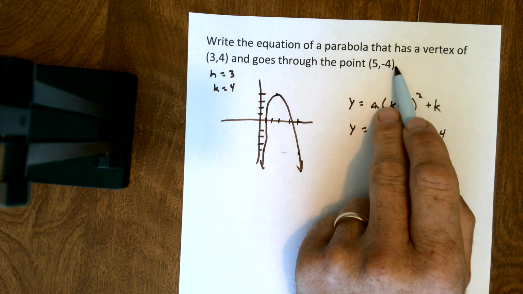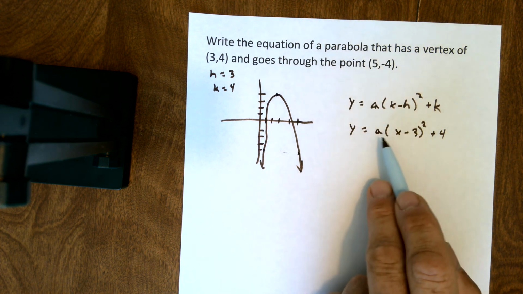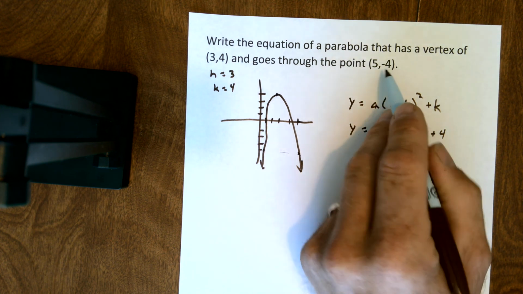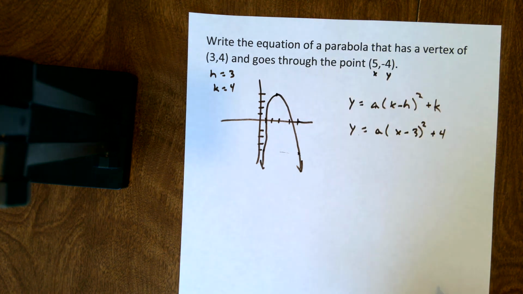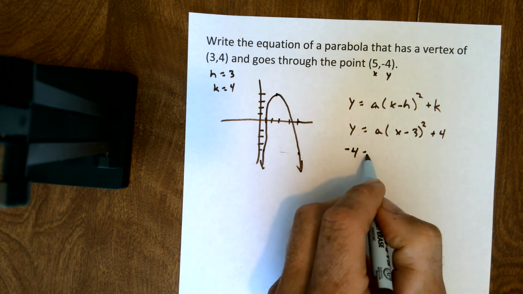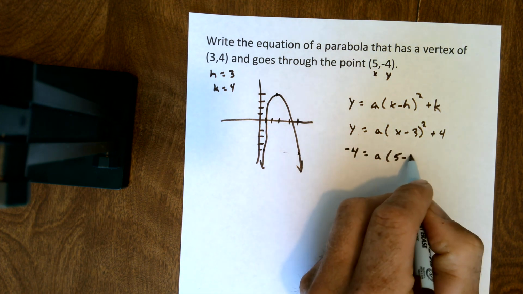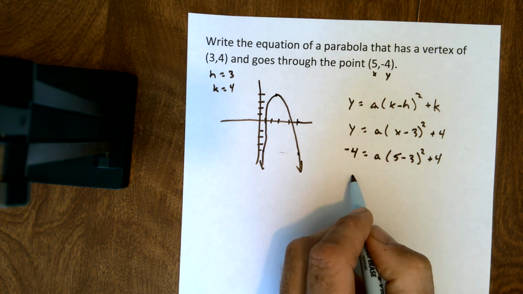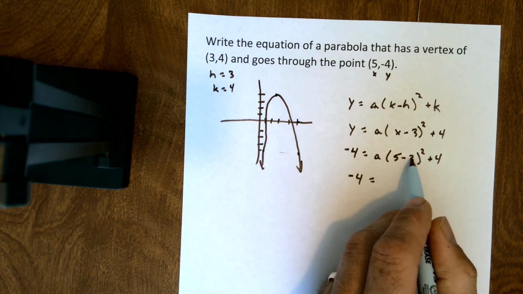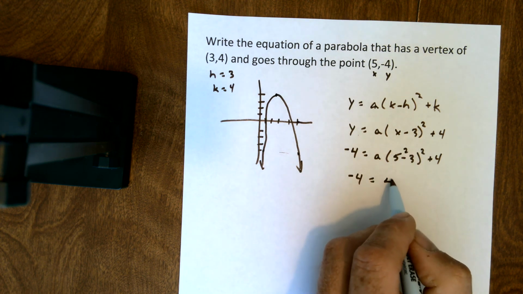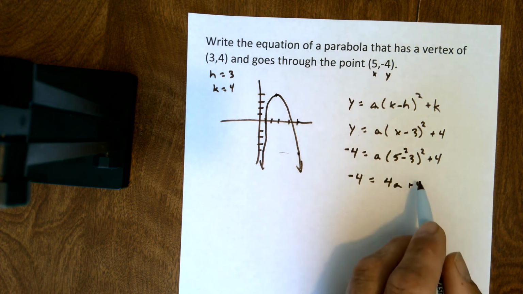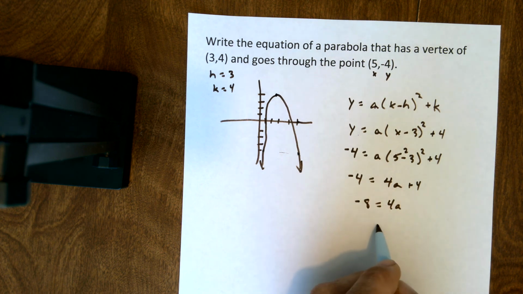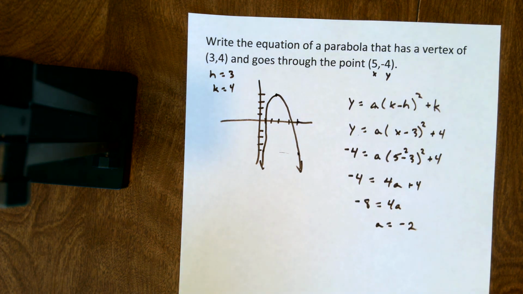I can use this point, 5, -4, because 5, -4 has to satisfy this equation in order for it to go through that point. I have an x value and I have my y value. I know that -4 has to equal a times 5 minus 3 squared plus 4. I can go now and solve for a. -4 equals 5 minus 3 is 2, squared gives me 4, so I have 4a plus 4. Solve my equation, -8 equals 4a, so a has to equal -2.